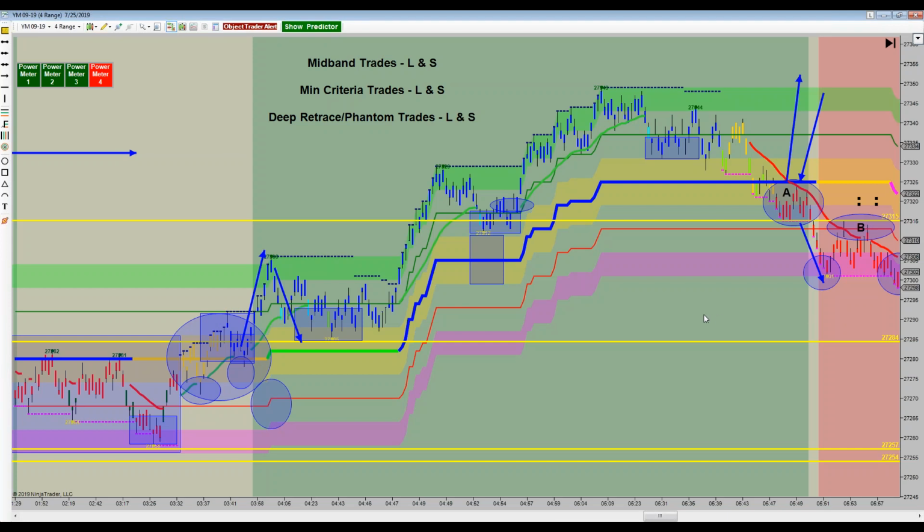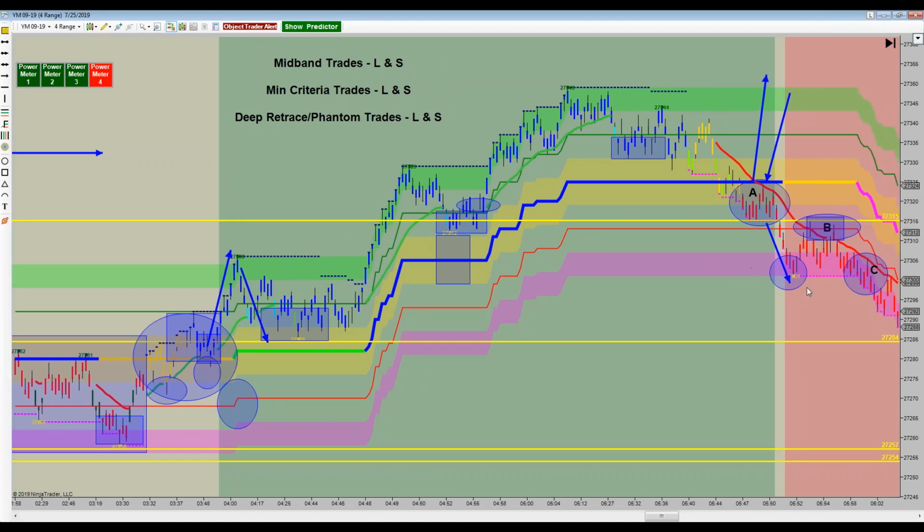Now, there's a question: could you enter short here? Yes, absolutely. This is what we call the aggressive entry. This is the most aggressive entry. The less aggressive entry is you wait for area C, which is confirmation even further.